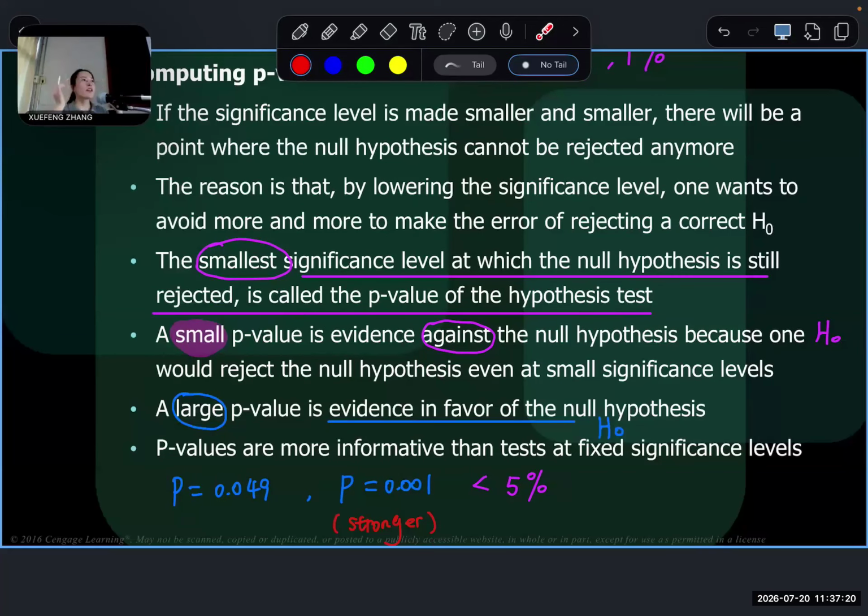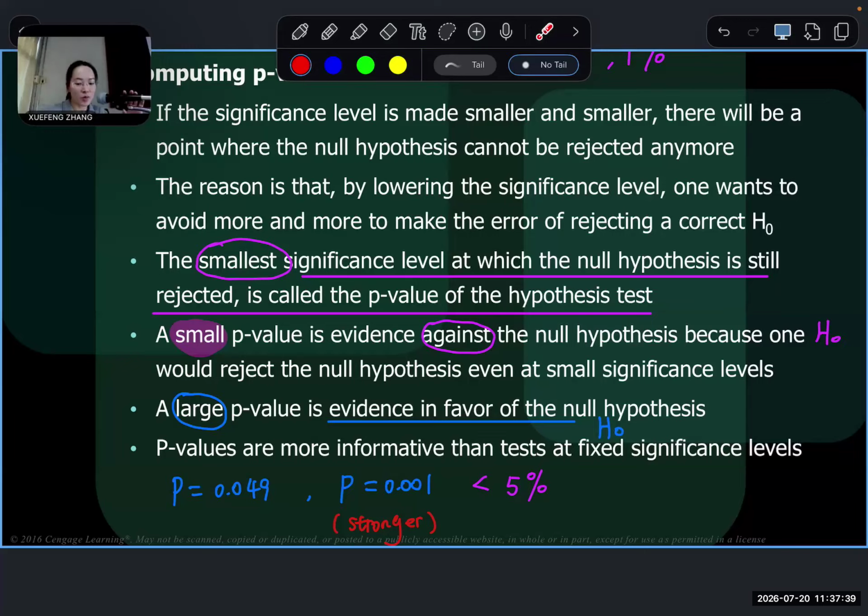Where does p-value come from? Do you know where p-value comes from? Fisher? The table? Oh, t-score, yeah, exactly. Yes, exactly.